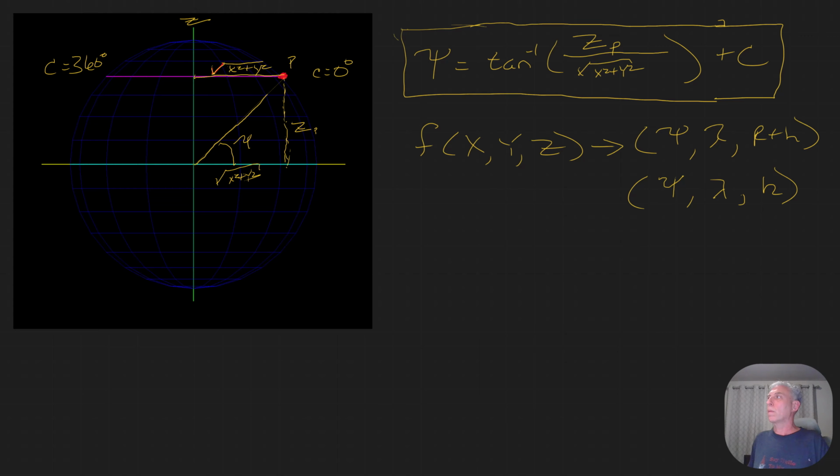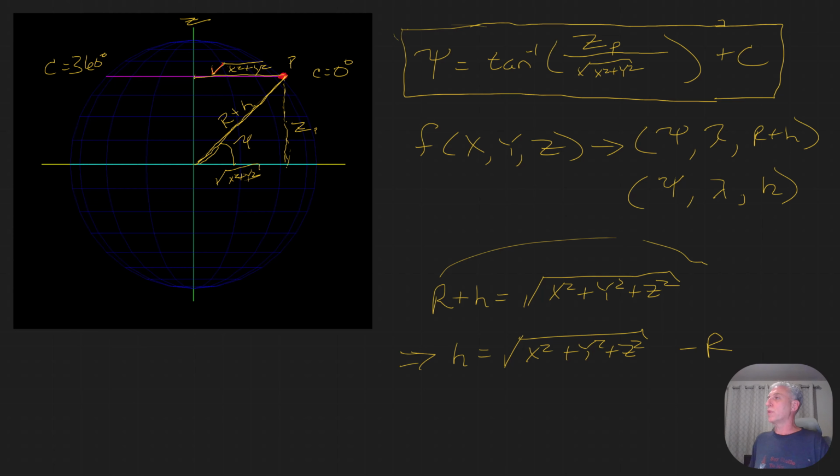So let's see, what is the r plus h? Well, right here, this is r plus h. So r plus h equals, well, that's just another distance formula. Super easy. The square root of x squared plus y squared plus z squared. Because remember, our line here is extending from the center of the Earth, right? And so that's just the definition of a vector, or how we find the length of a vector from the origin to a point. It's just the distance formula. So from that, we could also say h equals the square root of x squared plus y squared plus z squared minus r. This is just basic algebra. All I did was move the r over to the other side.